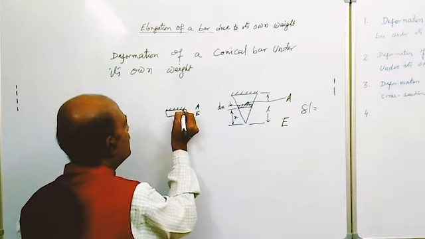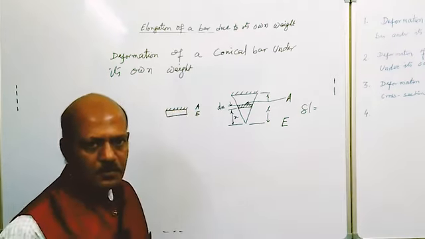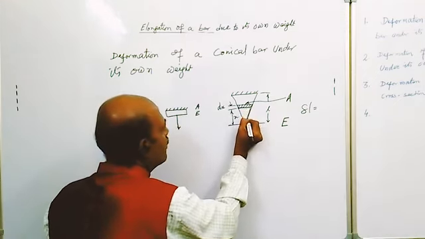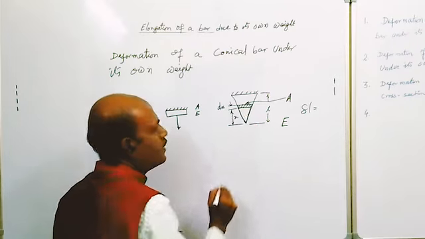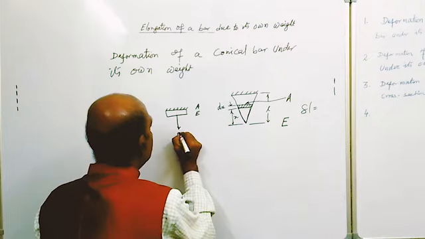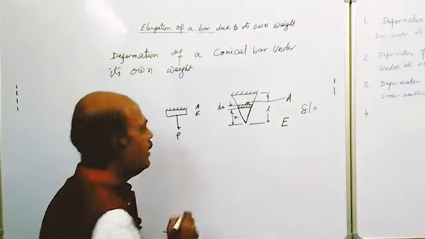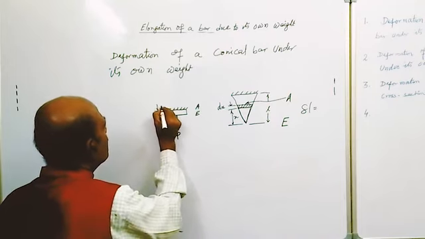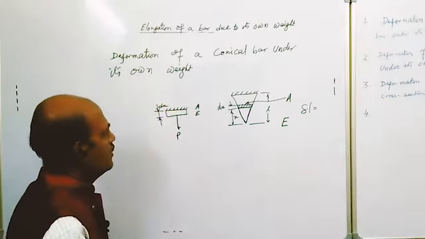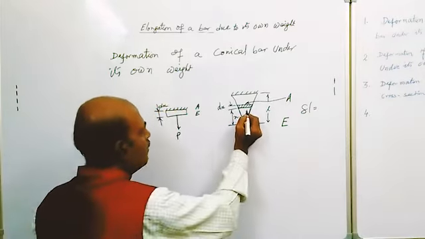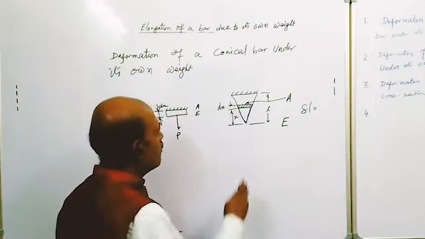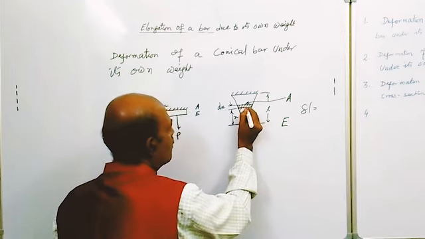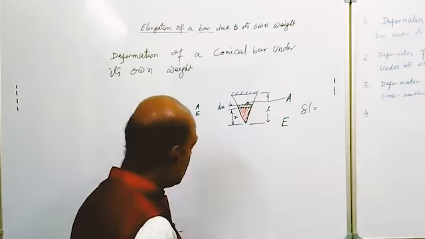Let this bar be fixed at the top, and the bottom portion of the section will act as a weight. So let this be P. So we will find out what is the value of P, and the length of the element is dx. Now what is the P value? The weight of this bottom portion will act as a load on the element. What is the weight of this element?